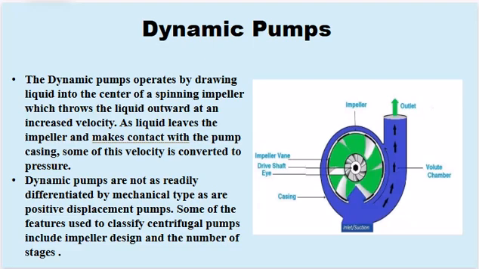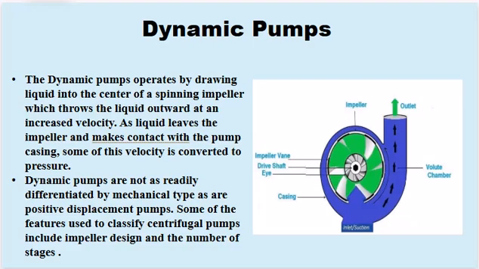Let's talk about dynamic pumps. They're all about giving energy to a fluid so it moves faster and builds pressure. Here's how it works. First, the liquid gets pulled into the center of a spinning impeller. Then, as the impeller spins, it flings the liquid outward, speeding it up. Now, when that high-speed liquid hits the pump casing, some of that speed gets converted into pressure. And that's how the fluid gets pushed through the system.